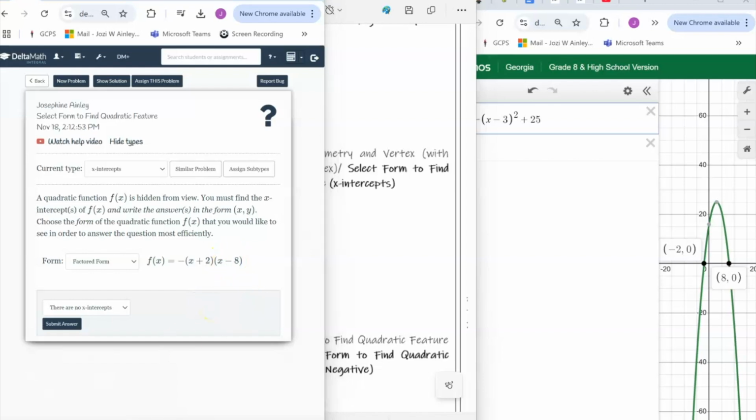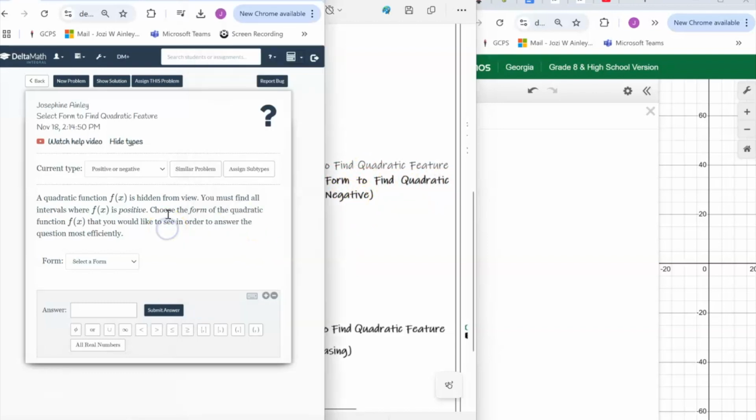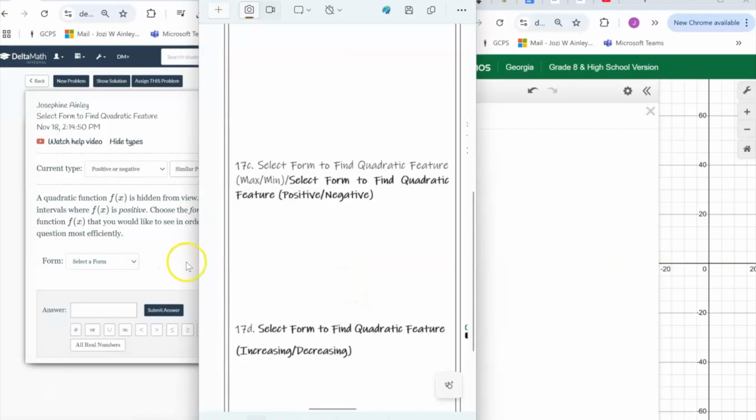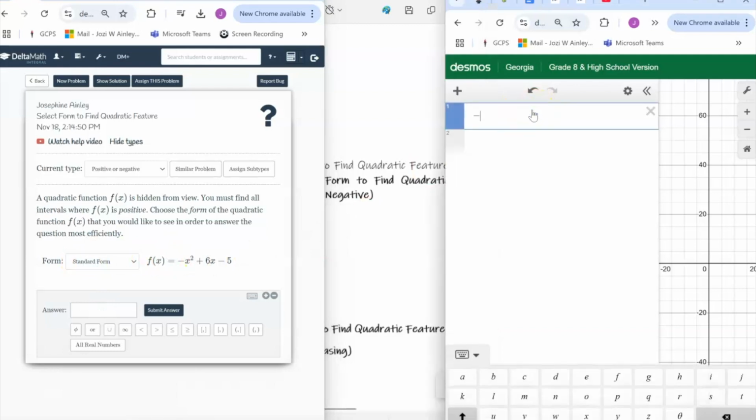Let's practice. Select form to find quadratic feature, and we're looking at positive and negative characteristics. So again, there are certain ones that are best for it, and I'll show you by hand and by calculator. So for right now, let me go ahead and show you for calculator. So I'm going to pick any form. It doesn't matter which one it is, and we're going to just straight put it in the calculator.